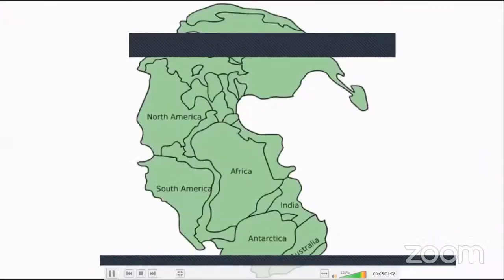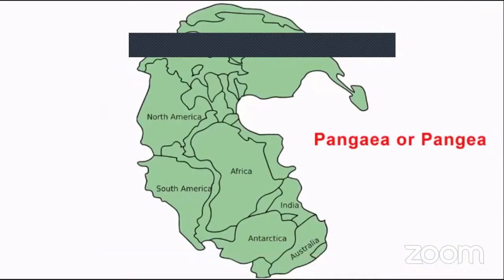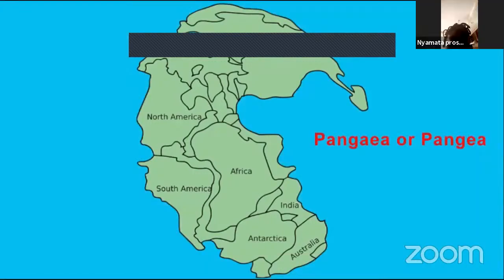We'll try to understand what Alfred Wegener's theory of continental drift means. According to Wegener, all the continents formed a single continental mass. This supercontinent was named Pangaea, which meant all Earth. Then a mega ocean surrounded this single continental mass, and this mega ocean was called Panthalassa, meaning all water.